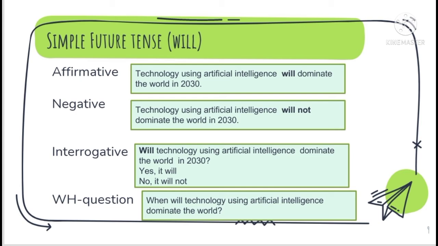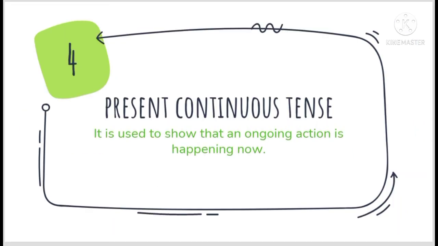Okay? And then WH question. WH question-nya taruh di depan, sebelum auxiliary. When will, okay? When will technology using artificial intelligence dominate the world?